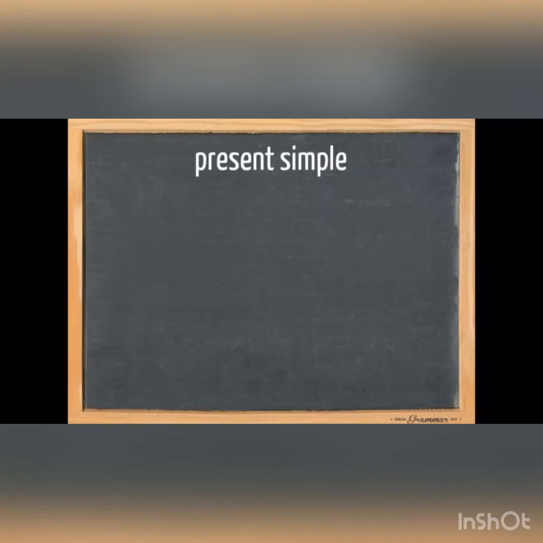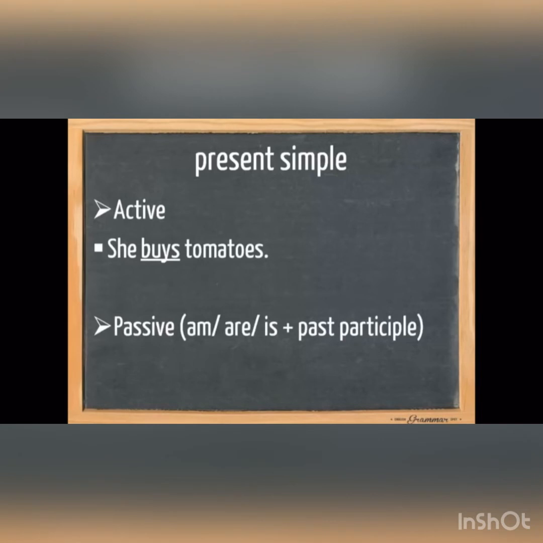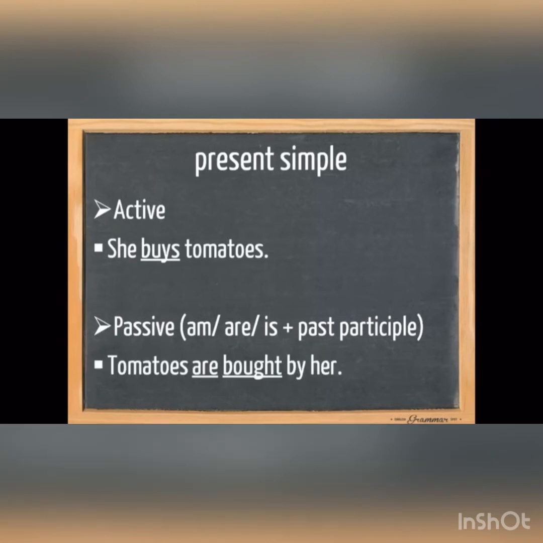I'll show you. So, we're going to turn an active present simple into a passive present simple. She buys tomatoes. Now remember, we're going to swap she and tomatoes around. So we're going to start with tomatoes. A passive is made by the verb to be and the past participle. So we need to pick the correct form of the verb to be for tomatoes, which is are here. So tomatoes are bought by her. Remember, buy, bought, bought.